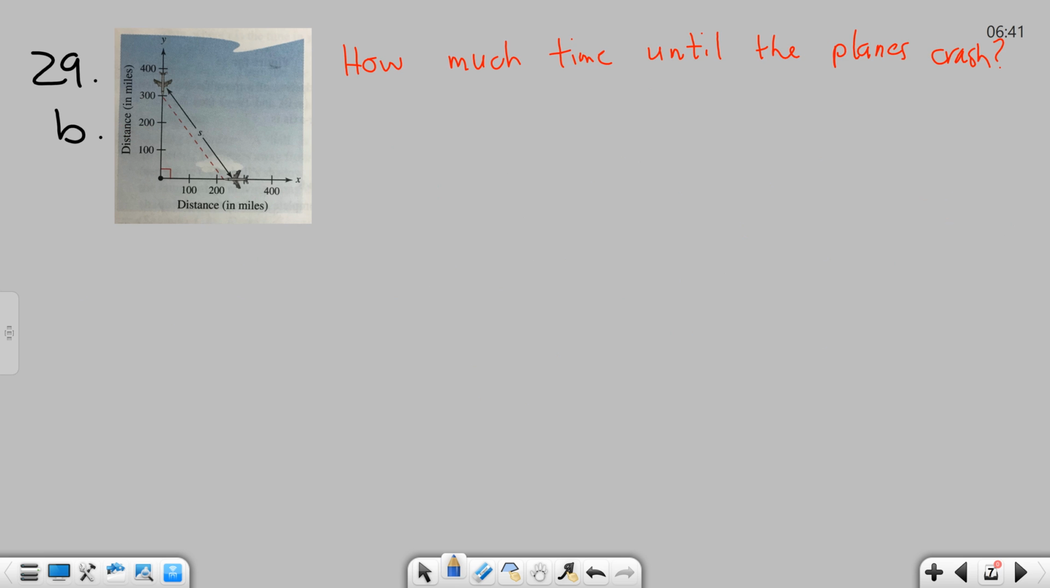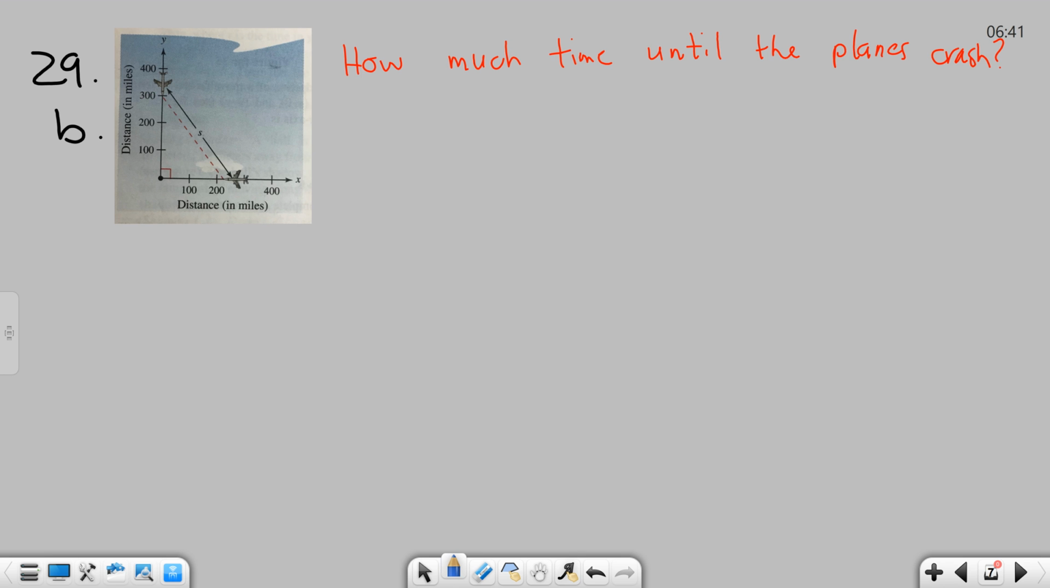Part B of this problem then says, how much time until the planes crash? They worded it a little bit more eloquently in the problem. They said something about how long does the air traffic controller have in order to make a path change. It's just an elegant way of saying how long till the planes crash into each other.